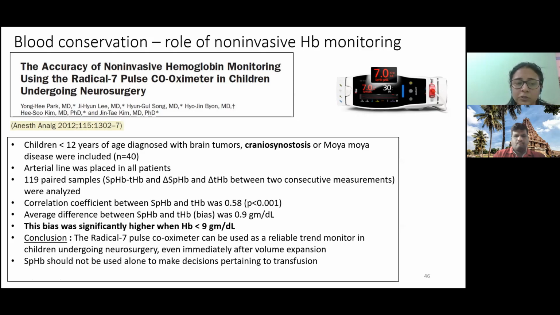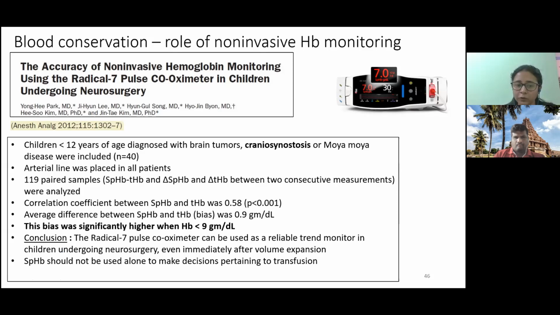So children less than 12 years of age diagnosed with brain tumors, craniosynostosis or moyamoya disease were included in the study. An arterial line was placed in all patients. 119 paired samples, that is the difference between SpHb and the total hemoglobin derived from standard laboratory measurement, and the change in SpHb and change in total hemoglobin between two consecutive measures were analyzed. The correlation coefficient between SpHb and THb was 0.58, and the average difference between the two, that is bias, was about 0.9 gram per deciliter.